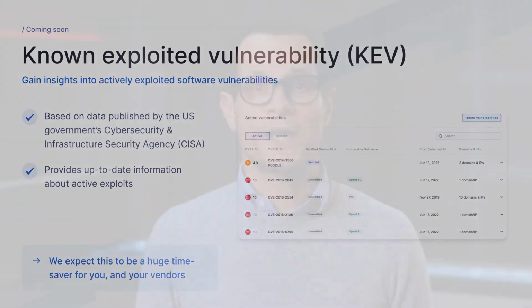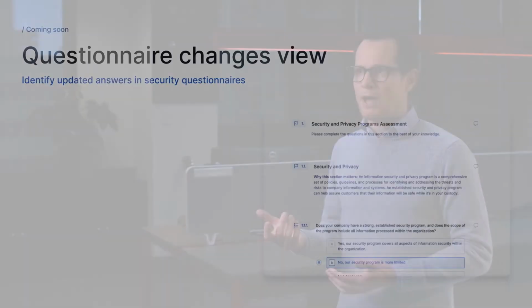The next feature we're working on is the Questionnaire Changes view. If you're using vendor risk to send security questionnaires, you may know you can send the same questionnaire to a vendor multiple times, and that if you do, it gets pre-populated with their previous answers. This means your vendor can update the answers that have changed without having to complete the whole questionnaire again, which saves them time. When they submit this updated questionnaire, it's likely that you'll want to focus on the answers that have changed. And at the moment, it's not always easy to identify these.